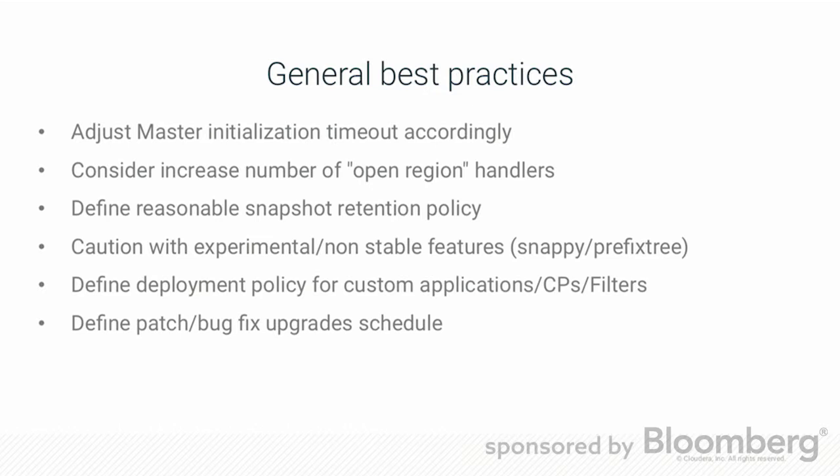Define a deployment policy for custom applications, coprocessors, or filters. It will be surprising the number of cases that we see coming because we just deployed the new thing, and, did you see this happening in your test or stage environment? Oh, yeah, we don't have it. Also define a schedule for bug fix upgrades in order to get the benefit of releases that include fixes that would mitigate some of the issues that we saw here.